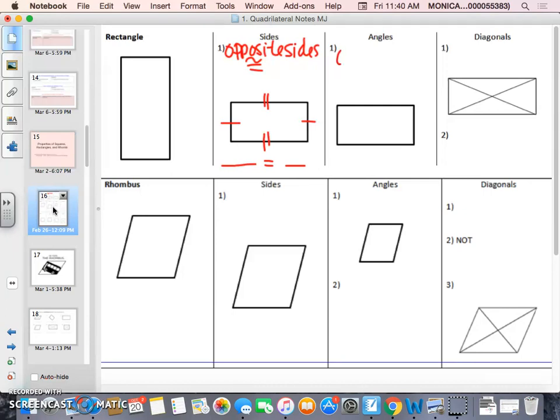Angles. All angles are 90 degrees. They're all right angles. So we're going to put the little indication there. And diagonals. Something cool about these diagonals is the long diagonals here. Those are congruent.